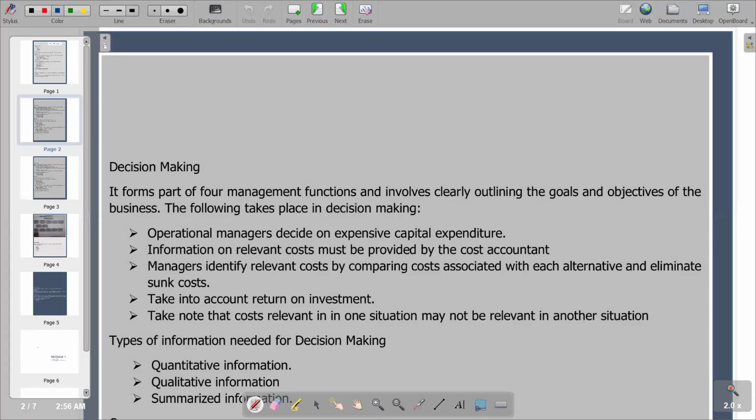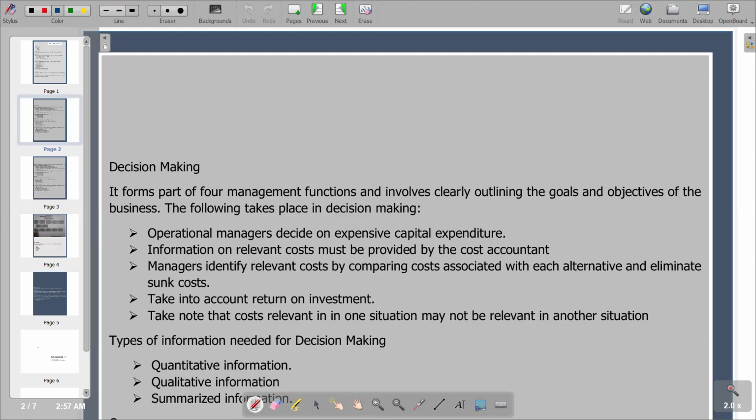So moving on to the next aspect that we have, it's decision making. So decision making on its own, you'd see that it's not a separate management function, but it forms part of each and every management function. In other words, for you to undertake planning, leading, controlling, in all those management functions, you do decision making. So we are saying decision making is part of all the management functions. So that is what we have in terms of decision making.